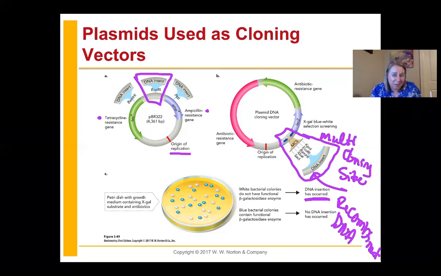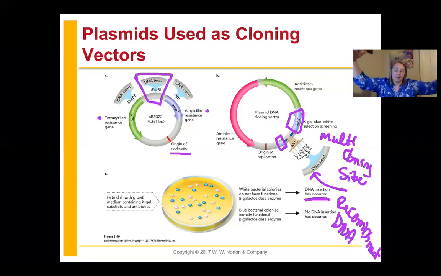And sometimes you also have a vector that will have a gene like the LacZ gene. Half of the LacZ gene is on one side of the multiple cloning site, and the other half is on the other side. So if you stick a big chunk of DNA in there, it separates the two pieces of the LacZ gene and it no longer functions.